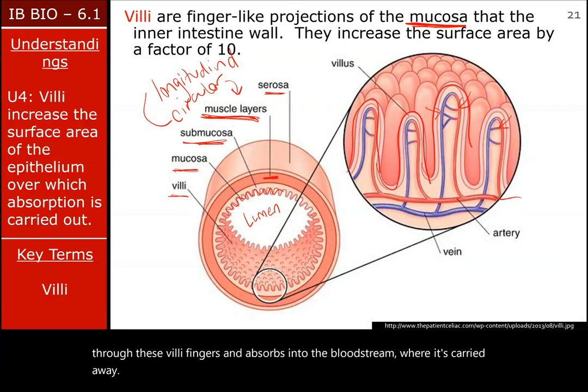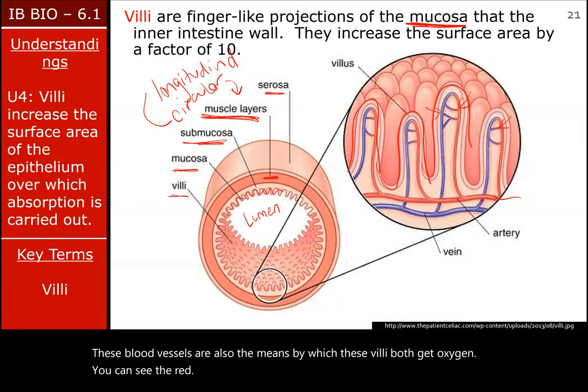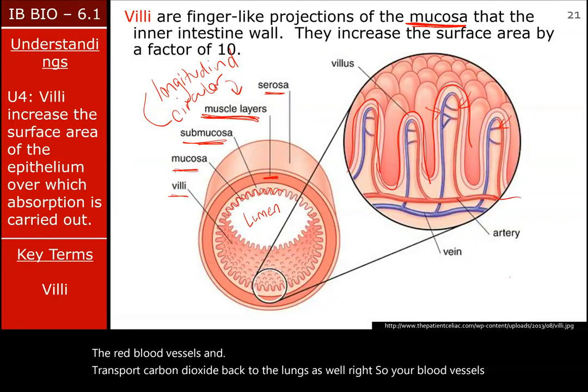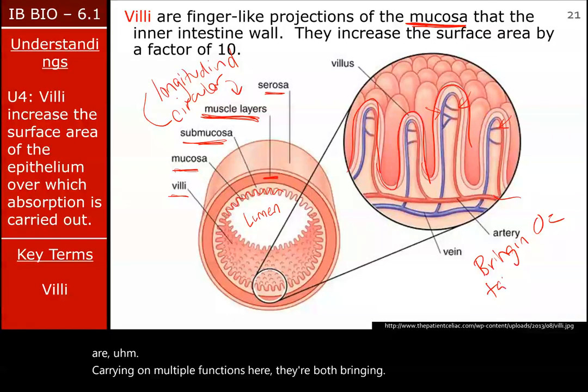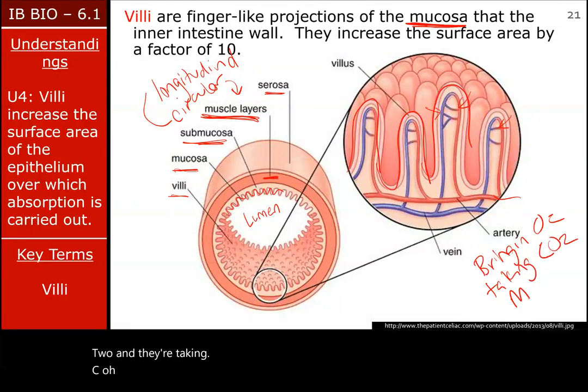These blood vessels are also the means by which these villi get oxygen. You can see the red blood vessels, and they transport carbon dioxide back to the lungs as well, right? So your blood vessels are carrying on multiple functions here. They're both bringing O2 and taking CO2 and those monomers away.